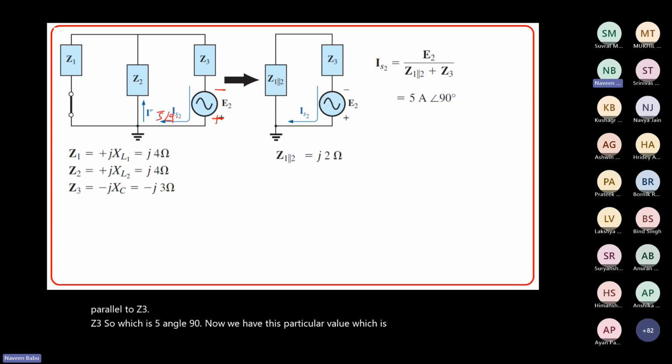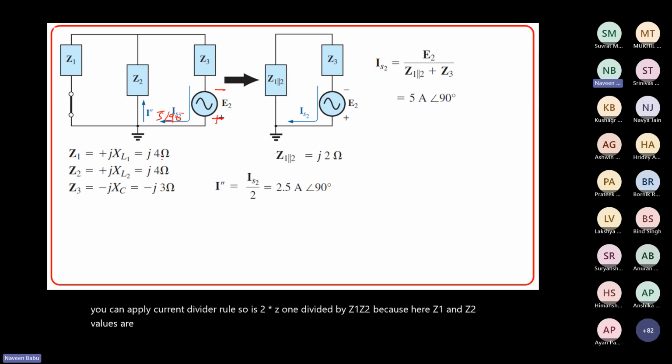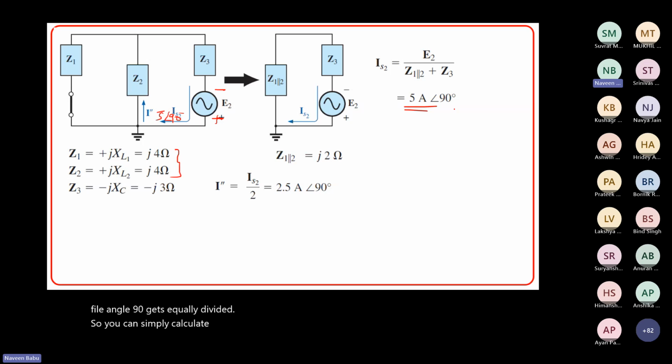Again, you can apply current divider rule. IS2 multiplied by Z1 divided by Z1 plus Z2, because here Z1 and Z2 values are the same, right? Both are J4 ohms. So this current 5 angle 90 gets equally divided. You can simply calculate I double dash to be half of this, which is 2.5 angle 90.